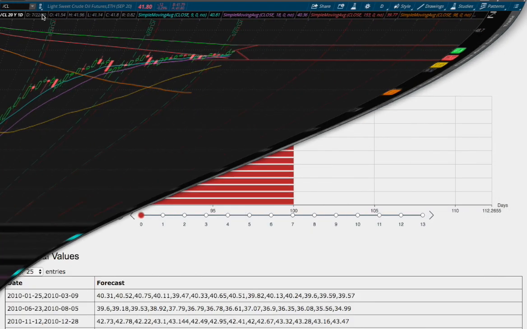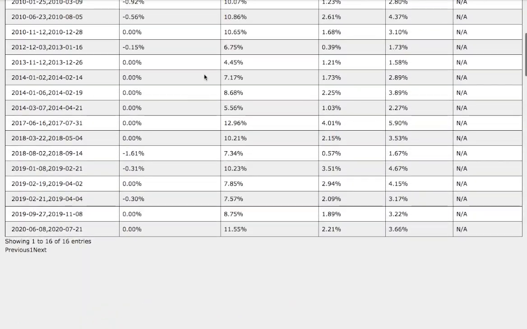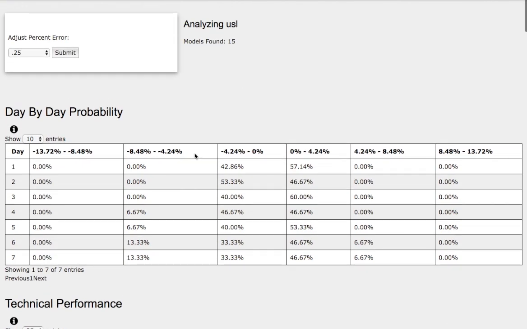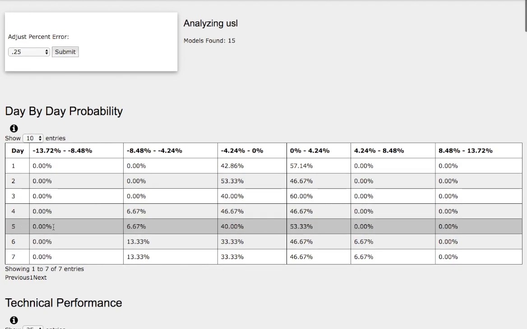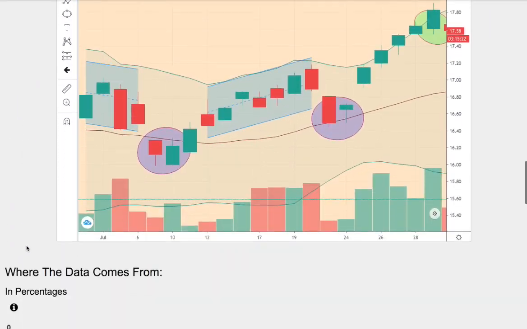Now let's examine the day-by-day probability model. These models are available in the link below, so do check it out. As we progress to the 5th day or a week of trading, we have a 53% chance for it to climb between 0 to 4%, and to the downside we have a 40% chance for it to fall between 0 to negative 4%, and on the extreme case to the downside, a 7% chance for it to fall between negative 4% to negative 8.5%. So now let's examine the day-by-day forecast for WTI crude oil.